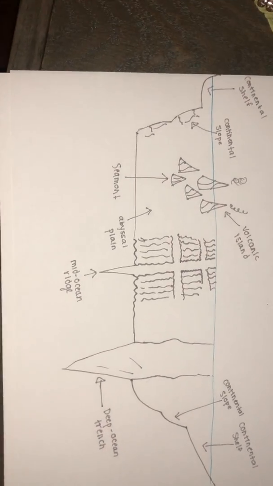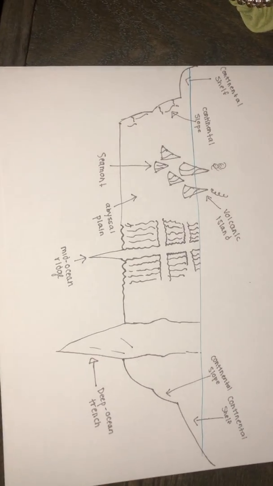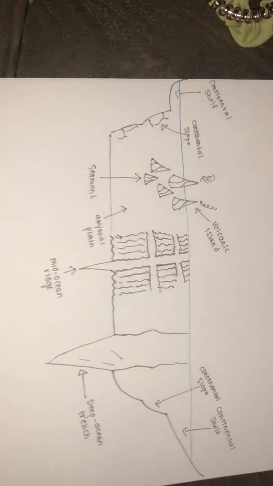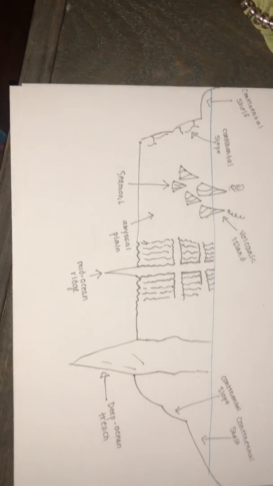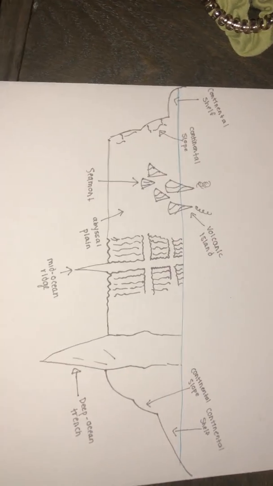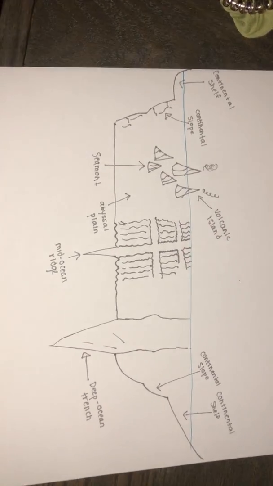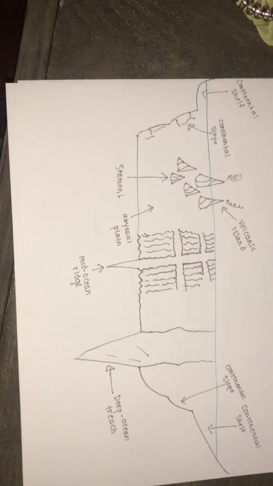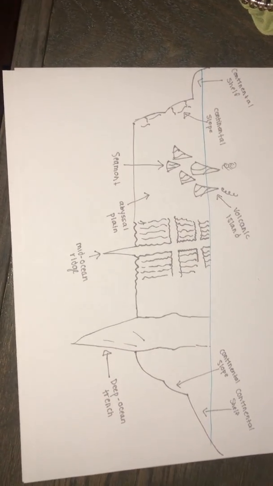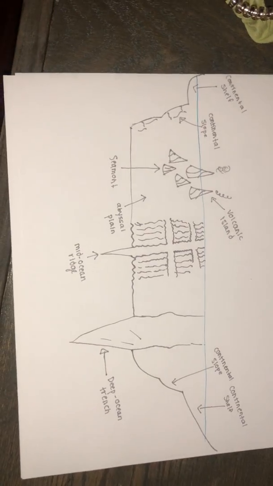All of the features shown are the seamount, the abyssal plain, the deep ocean trench, continental shelf, continental slope, mid-ocean ridge, and volcanic islands. And the three main regions of the ocean floor are the continental shelf and slope, the ocean floor itself, and the mid-ocean ridge.